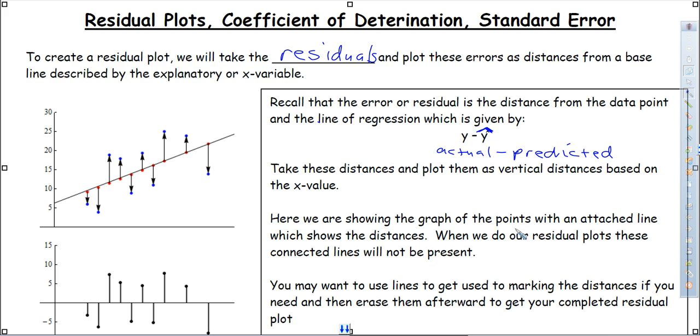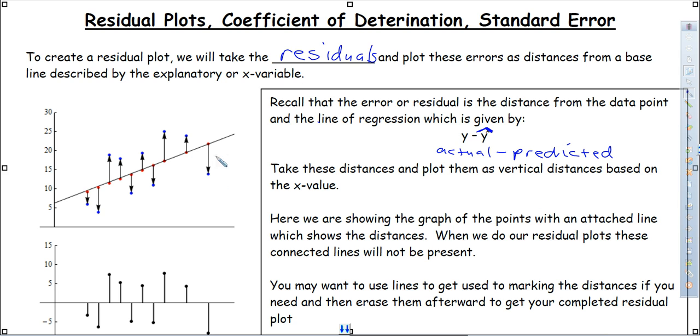Here we are showing the graph of the points with an attached line, which shows the distances. When we do our residual plots, these connected lines will not be present. So we're seeing the lines over here. These actual lines connecting them will not be there. So you may want to use lines to get used to marking the distances if you need, and then erase them afterward to get your completed residual plot.